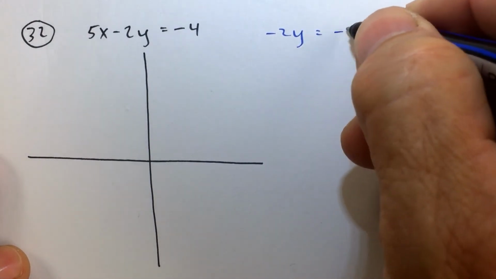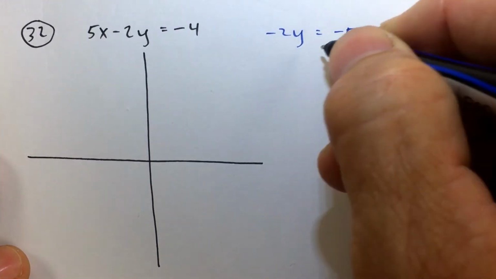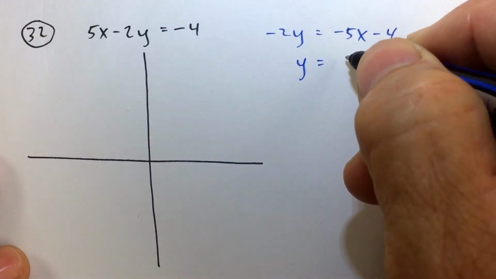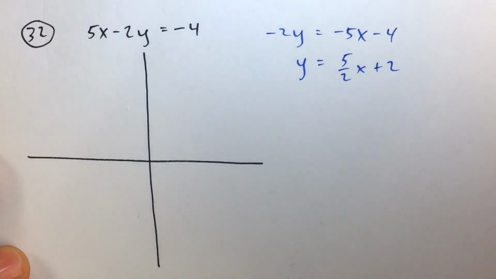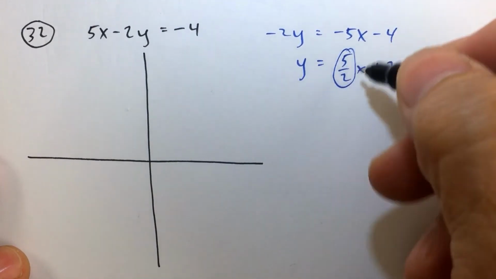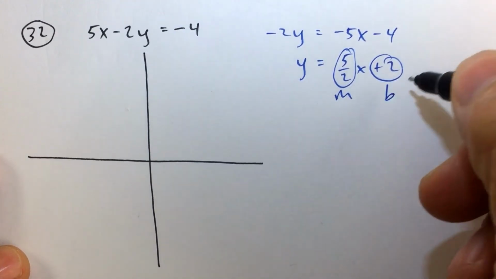But subtracting 5x from both sides, we get negative 5x minus 4. Dividing both sides by negative 2, we get 5 halves x and then plus 2. So we see we have a slope of 5 halves and a y-intercept of 2.